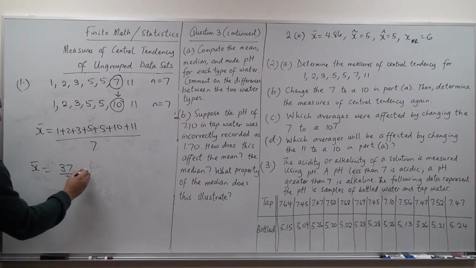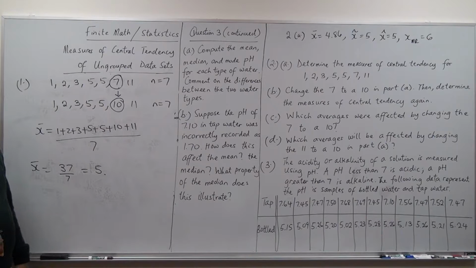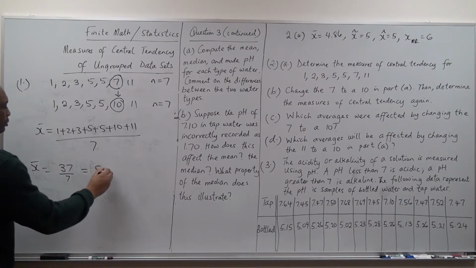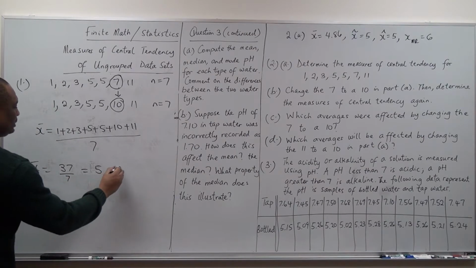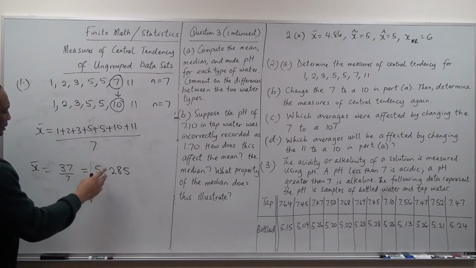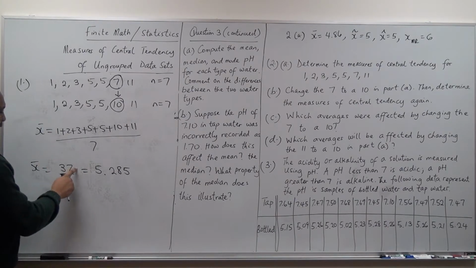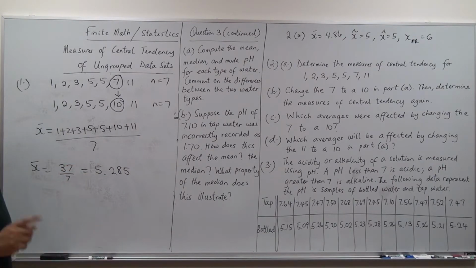37 over 7. 7 into 37 is 5, 35. 2, 20. 7 into 20 is 2, 14. 60 is 8, 56. 40 is 5, 35. I can't be going on like this. Let me do it again. 7 into 35, 5, 35, 2, 20. 20 is 2, 14. 60 is 8.